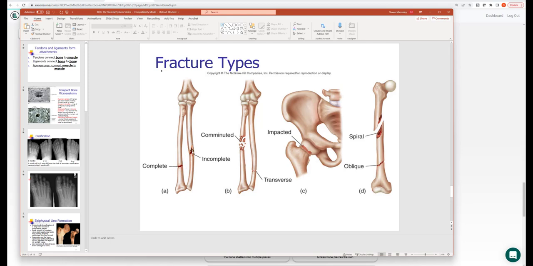This is an incomplete fracture. The other name for that would be a green stick fracture. Green stick fracture or an incomplete fracture. Notice it didn't go all the way through. Comminuted, many, many pieces, right? The bone shattered. Here's transverse, straight across. Here's an impact fracture. Again, think that the head of the femur has been shoved up into the pelvis, and there's a fracture at the neck of the femur. Oblique, at an angle, and spiral. You can kind of see that spiraling arrangement as this bone was broken in some sort of rotational movement.